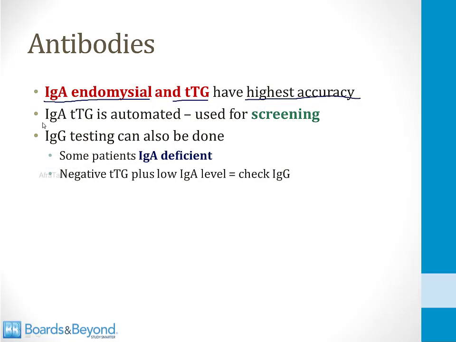So IgA antibodies to the endomysium and IgA antibodies to tissue transglutaminase have the highest accuracy for diagnosis of celiac sprue. And IgA antibodies to tissue transglutaminase is an automated test, and this is often used for screening. You will send this antibody level, and if it is abnormal or increased, that will suggest the diagnosis.